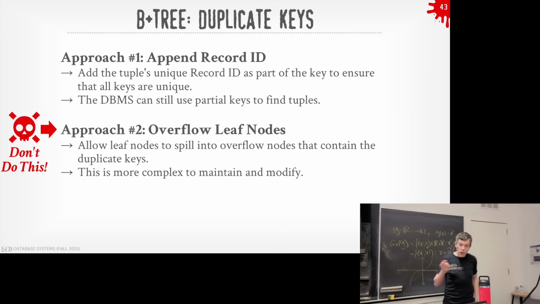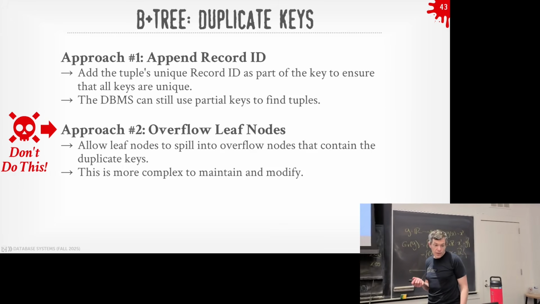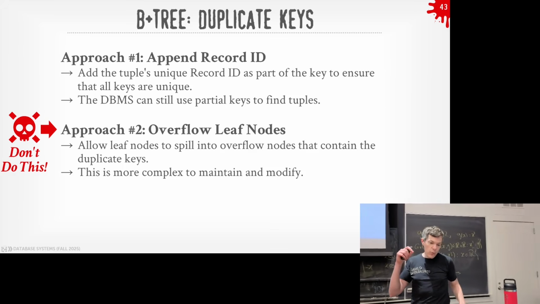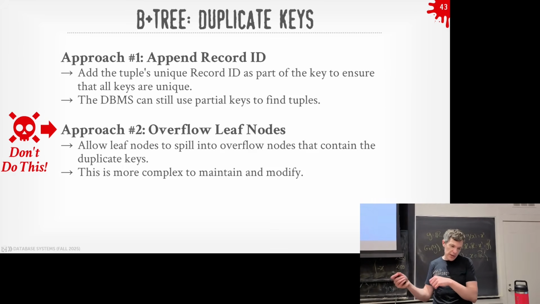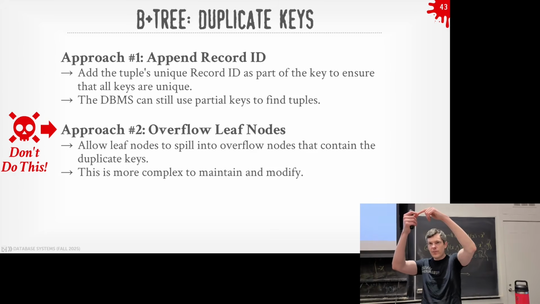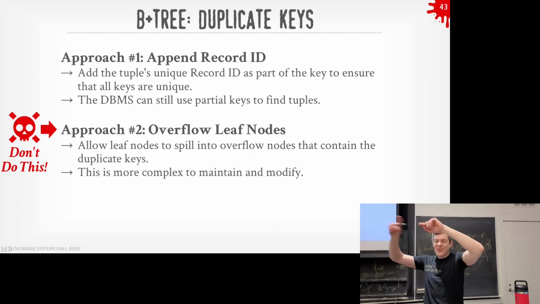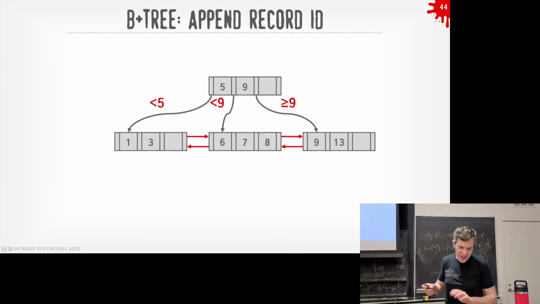The alternative is to do overflow leaf nodes. Now, we'll see overflow nodes that handle large keys, which you kind of have to do. There's no way to get around this. But if you want to handle duplicate keys, you could overflow on the leaf nodes. Don't do this, even though it's going to look very similar. This is all semantics: one is sort of overflowing down versus across. Don't do the down one, do the across one. It'll make more sense in the next slide.